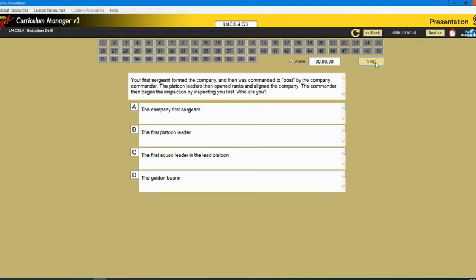Who are you? You are absolutely the guidon bearer. Guidon bearer always gets inspected first. Guidon bearer should always be your best looking cadet in your company. Reason is that sometimes they'll come in and they'll just inspect the guidon bearer and they'll say, all right, this is your representative of your company. I'm moving out.